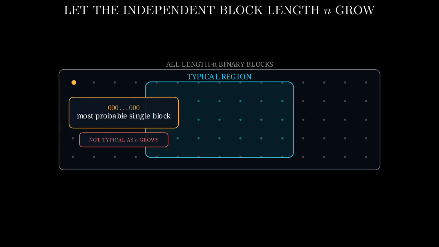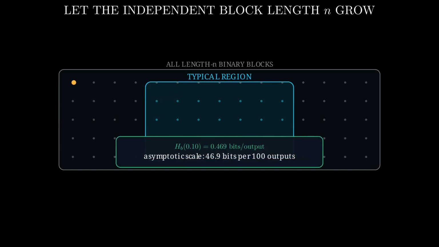Typical does not mean most probable by itself. For the 90/10 source, the all-zero block is the single most probable block, but it never contains the usual 1/10 share of ones, so it falls outside the ordinary long-run collection. The word typical names the collection carrying nearly all the probability. Its scale is about 0.469 bits per output, or roughly 46.9 bits per 100 outputs.